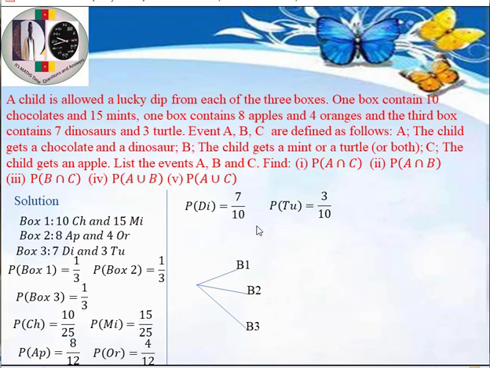So let's fill in this probability. From box 1 we have 1/3, box 2 1/3, box 3 the probabilities are 1/3. If we choose from box 1, we can either get a chocolate or a mint.